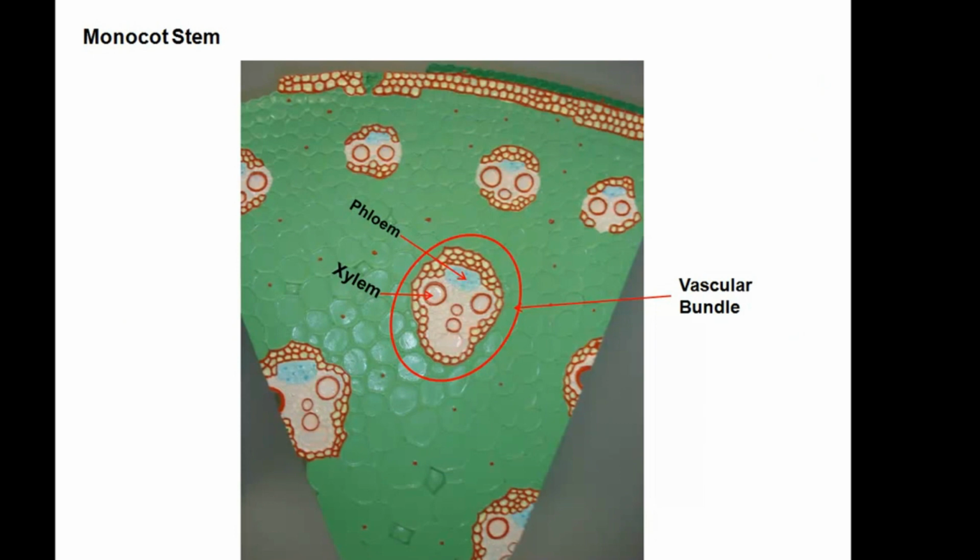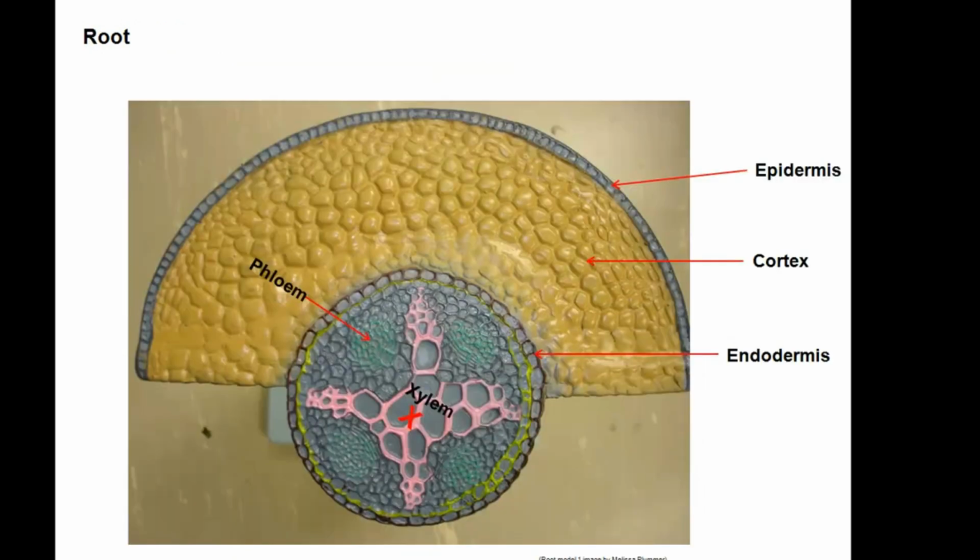Here's a model of a cross-section of a monocot stem. We know just by looking at the arrangement of the vascular bundles of xylem and phloem being scattered throughout that this is a monocot. In comparison, the vascular bundles were set up in a ring form in the dicots. There is no vascular cambium in monocots, so monocot plants do not have secondary growth that gives rise to lateral growth. Here's a model of a cross-section of a dicot stem.